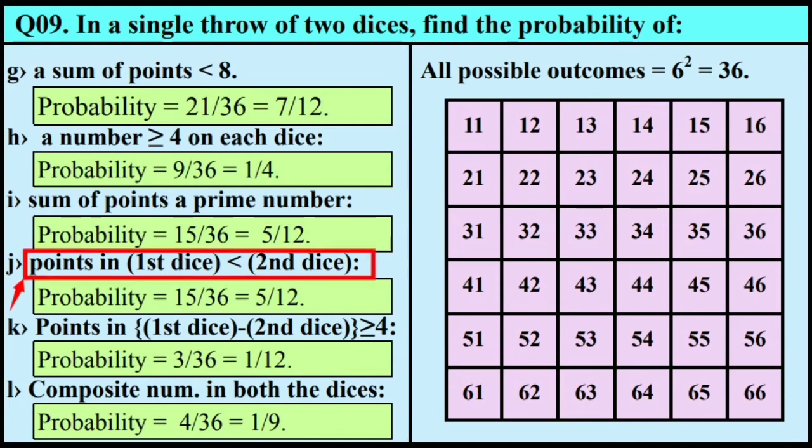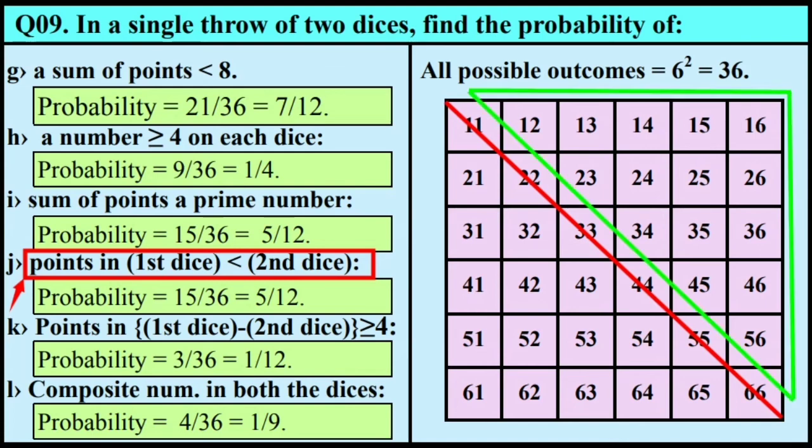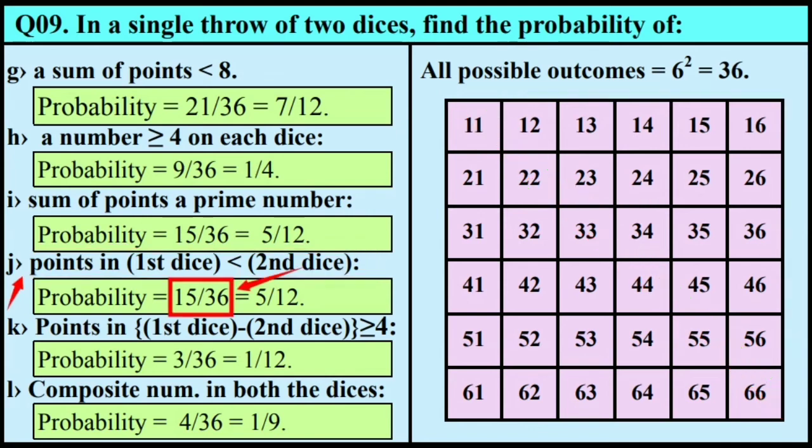Number J. Find the probability of getting points in first dice less than second dice. Here is the left diagonal drawn where I find that the points obtained in two dices are same and the elements above left diagonal has the points in first dice less than the second dice, and total of 15 such outcomes are there. Therefore, the number of favorable outcomes is 15. Therefore, probability is 15 by 36 and the value in simplified form is 5 by 12.